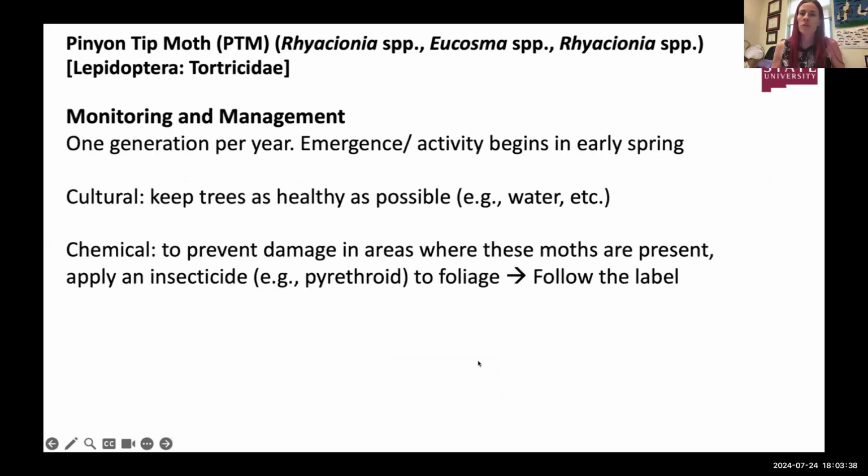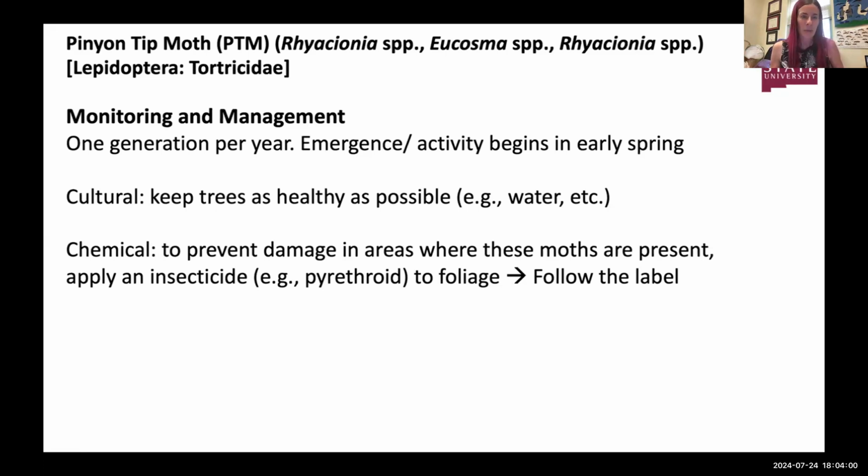So for these, monitoring and managing them, they have one generation per year. So you don't have to worry about them coming multiple times, but one generation per year. Emergence in their activity begins in the early spring. For these, what can you do? What are some of the IPM strategies? Keeping trees as healthy as possible.